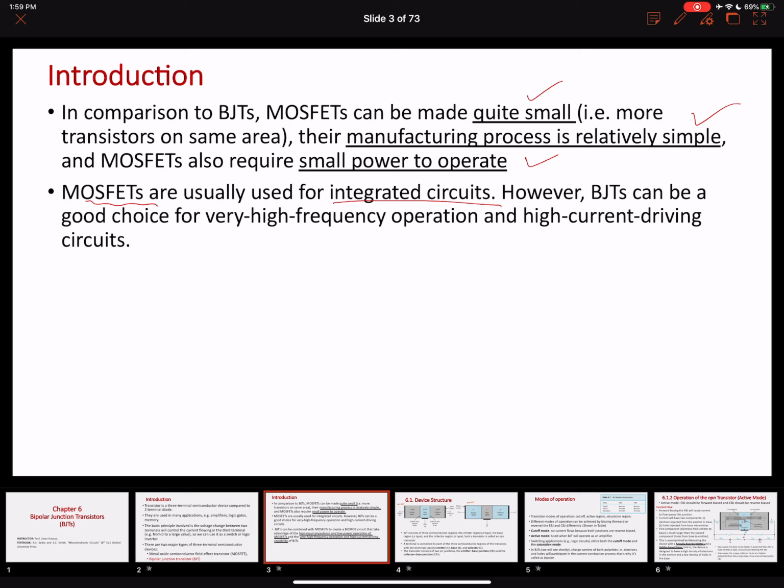However, what is the application of the BJT? BJTs are more relevant for applications that require very high frequency operation or very high current driving circuits. This is where we use the bipolar junction transistors.